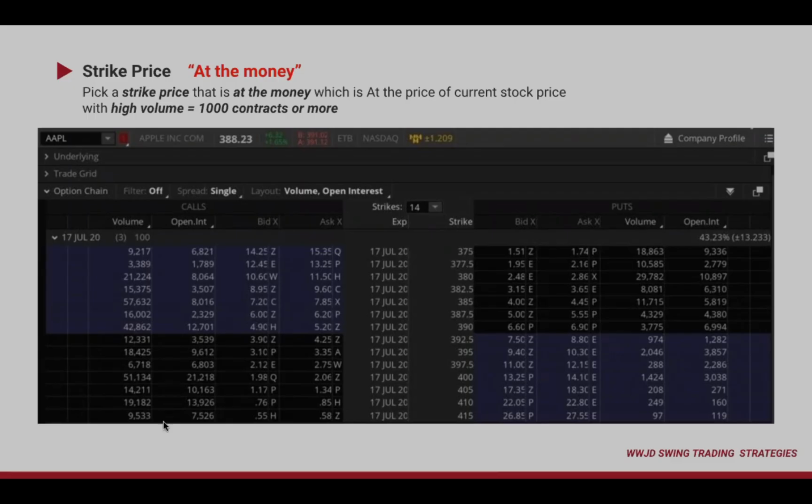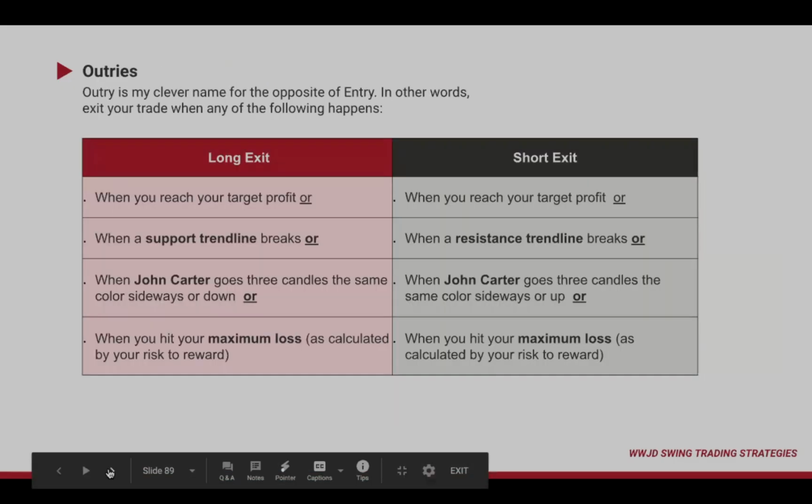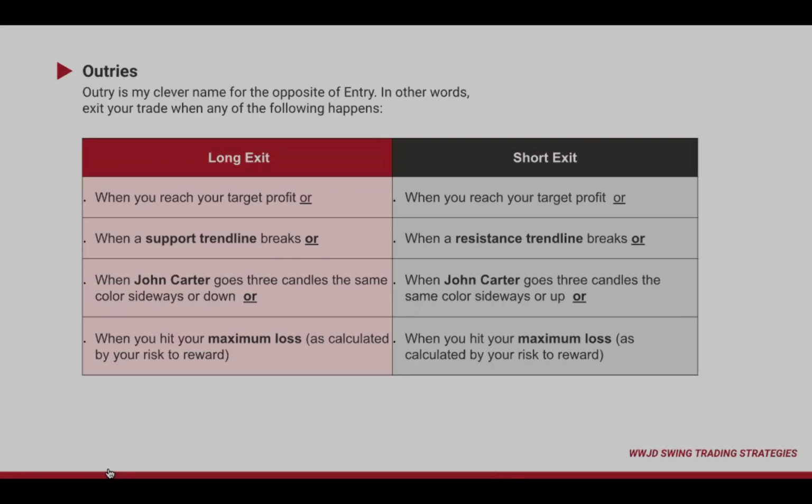So exits, we already covered the exits. When do you get out? As long as your reward is equal to or greater than your risk, you can get out at any time. I'd rather you guys gamble on profit than gamble on losses. I hate seeing y'all gambling on losses. Take your little loss and then get into a better trade. That's what I teach. Take your loss, get into a better trade.